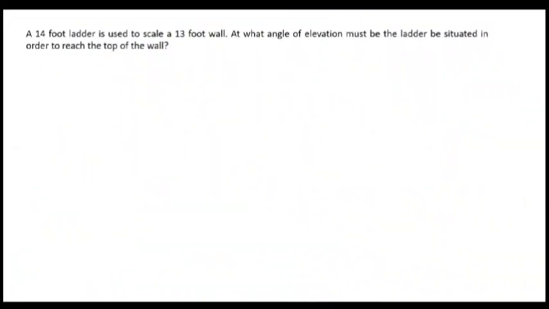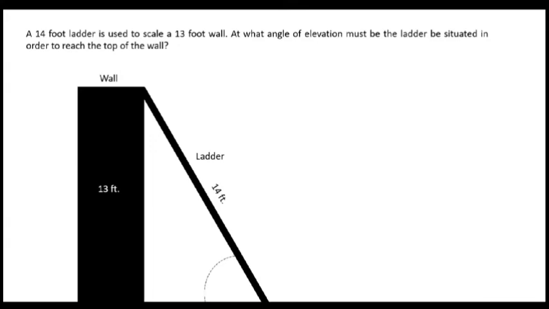A 14-foot ladder is used to scale a 13-foot wall. At what angle of elevation must the ladder be situated in order to reach the top of the wall? So, we create a diagram that represents the problem. Then, these are the given values. And the missing is the angle of elevation.